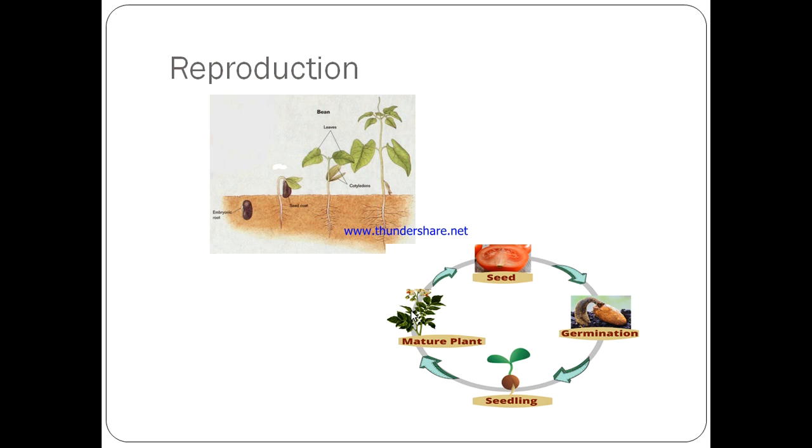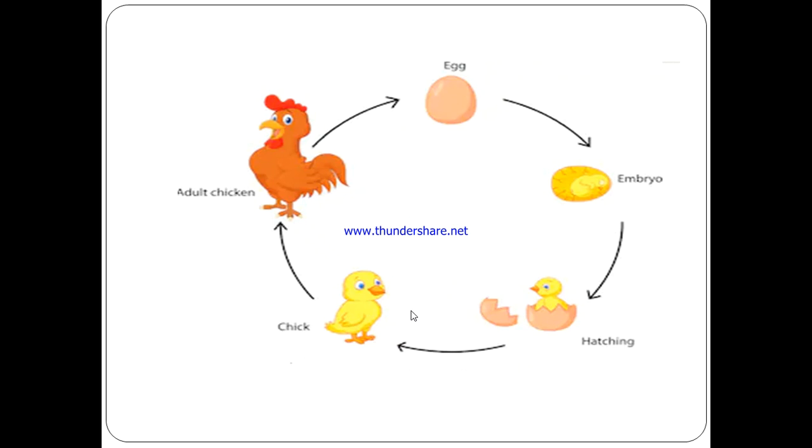In the case of trees, a mango tree bears fruits which possess seeds. The seeds develop into a young seedling, then into a tree. That is, all living things can reproduce. Seed, germination, that is the seed sprouts, a seedling occurs, then it becomes a mature plant.